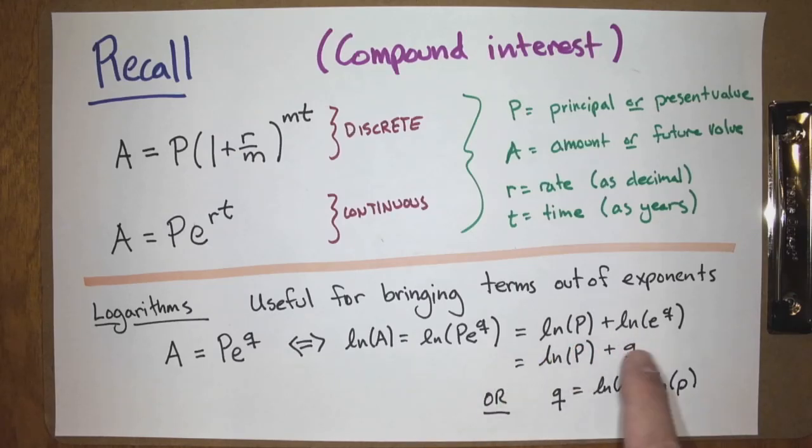Use the properties of logs, you can break things apart. And here, I use the natural log, thinking of it as continuous. We can use log of any base, but we can also just stick with natural log. And now we can use log of e to the q as q, and that lets us solve for q. Okay. So, let's try this out.